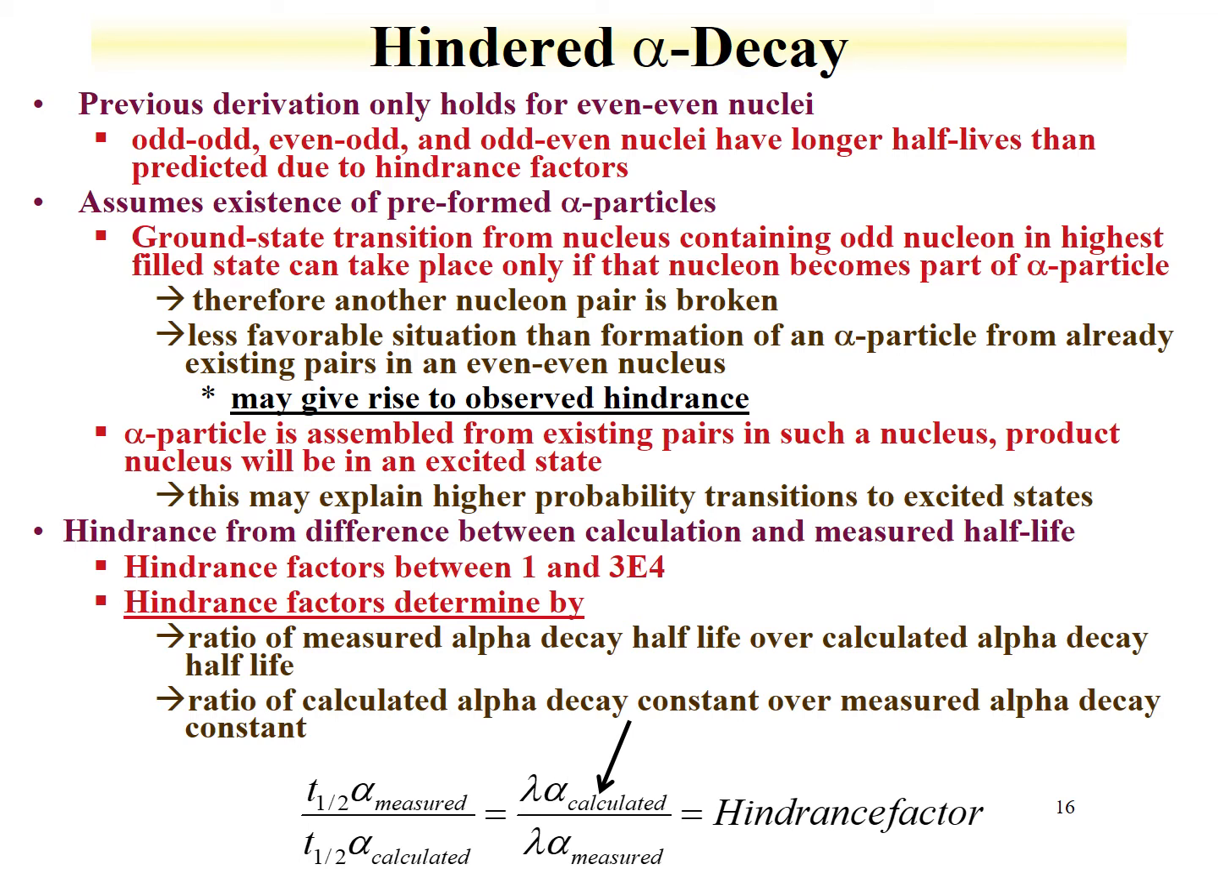This is because there's a relationship between the decay constant and the half-life, where log 2 divided by the half-life is equal to the decay constant. This is an important equation to remember, and use this to determine the hindrance factors. And it doesn't matter if I take the ratio of the alpha decay half-lives or the ratio of the decay constants. What you should remember is that the values are going to be greater than 1. So if you use an equation and you make a calculation and the hindrance factor is below 1, chances are all you need to do is take the inverse of that.